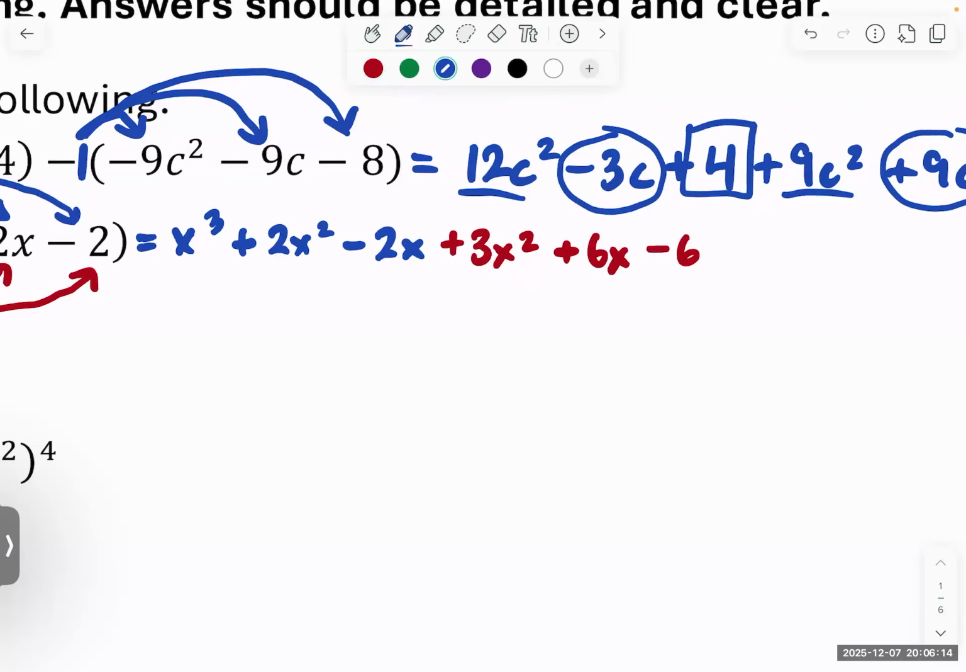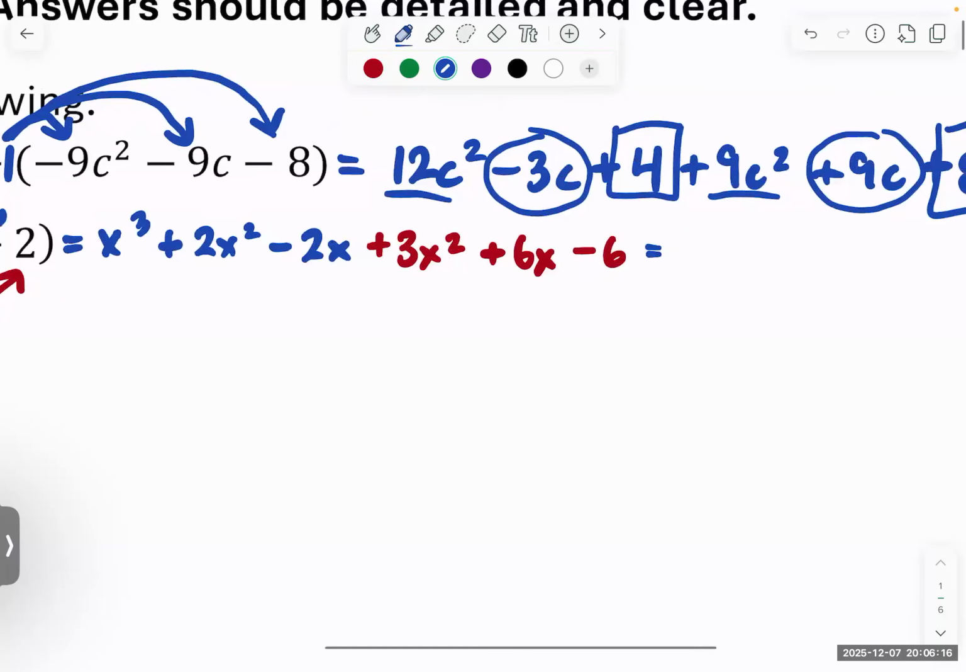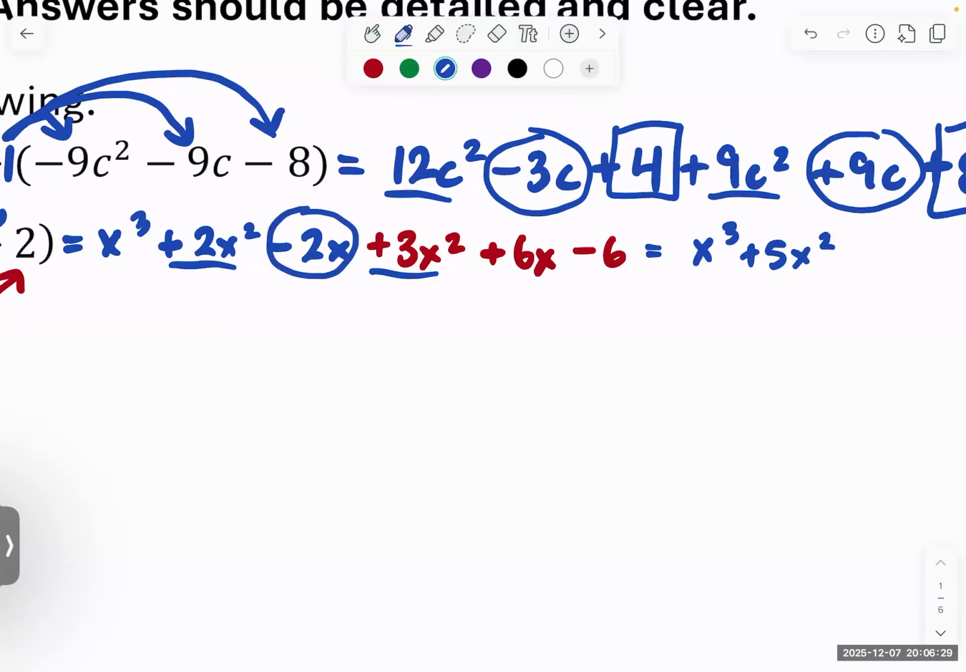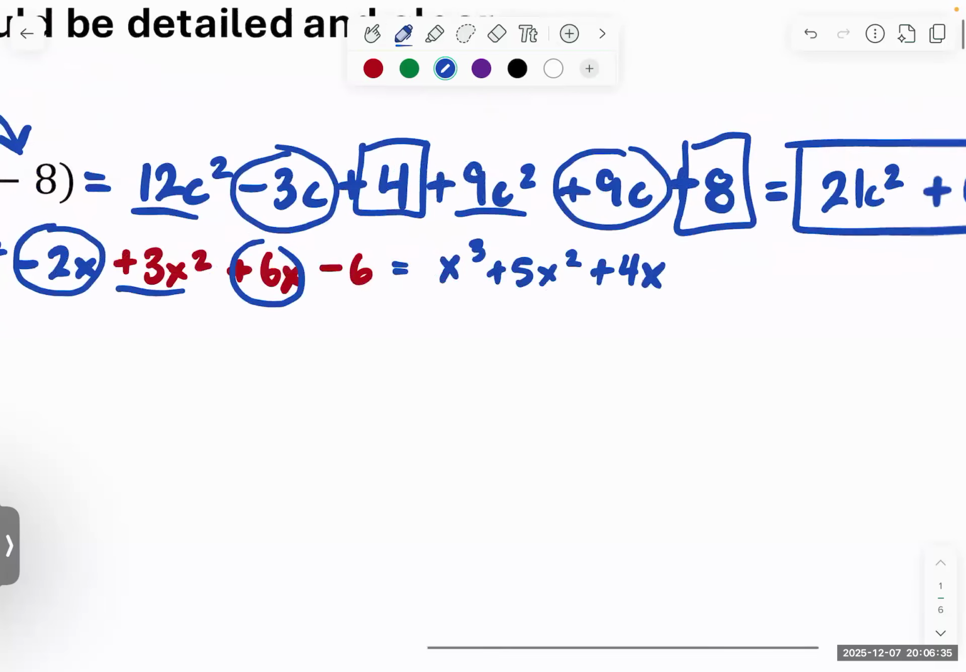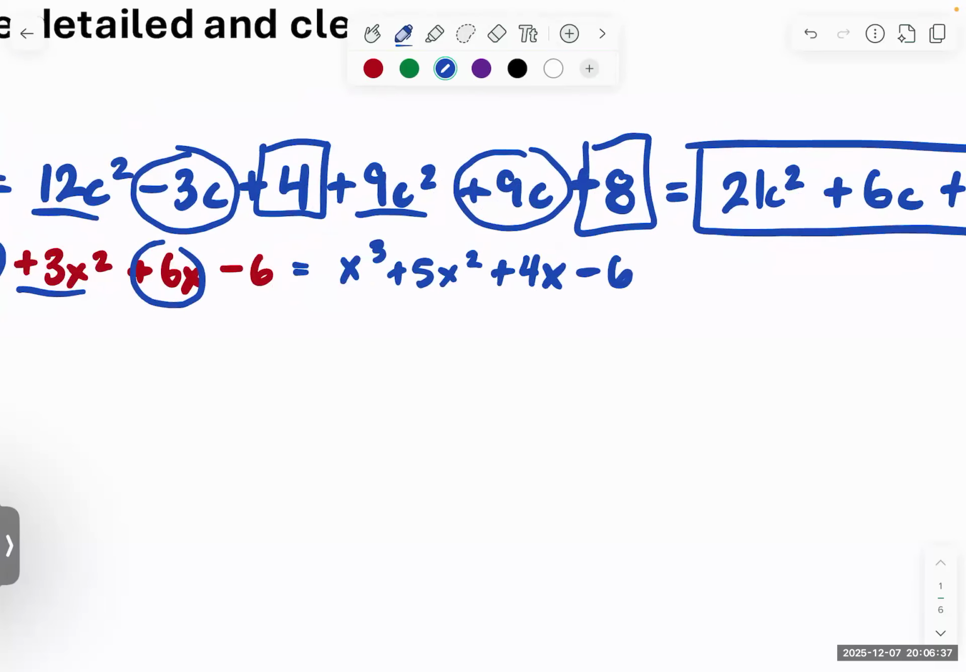And now, combine like terms. X cubed is by itself. There's no like term there. 2x squared plus 3x squared is 5x squared. -2x plus 6x, that's plus 4x. And -6 is on its own, so -6, and that is your final answer.